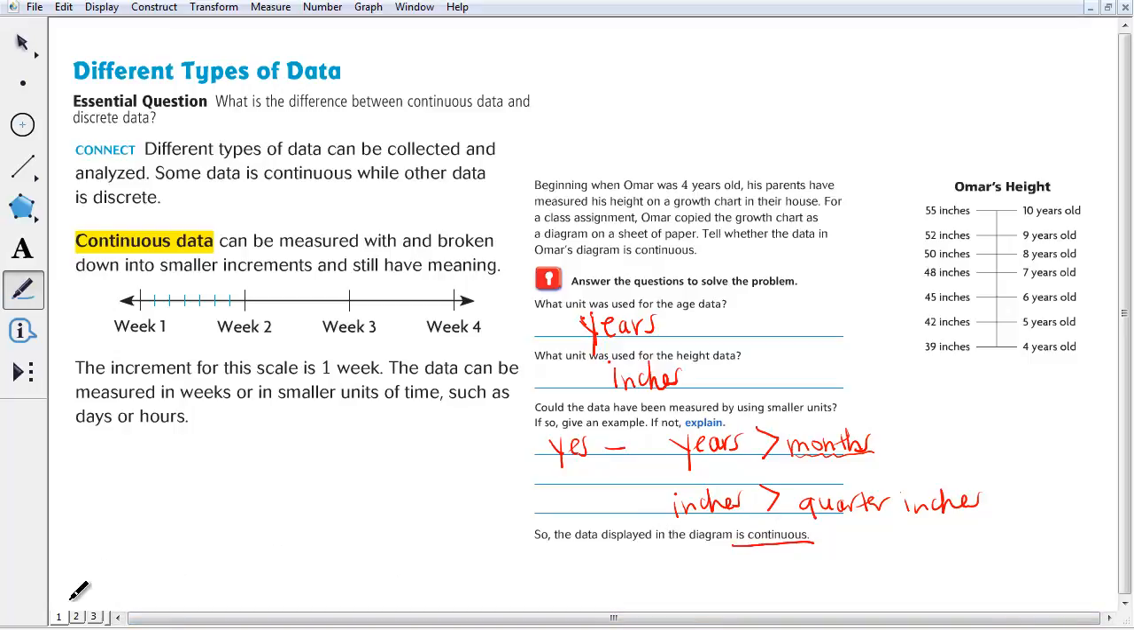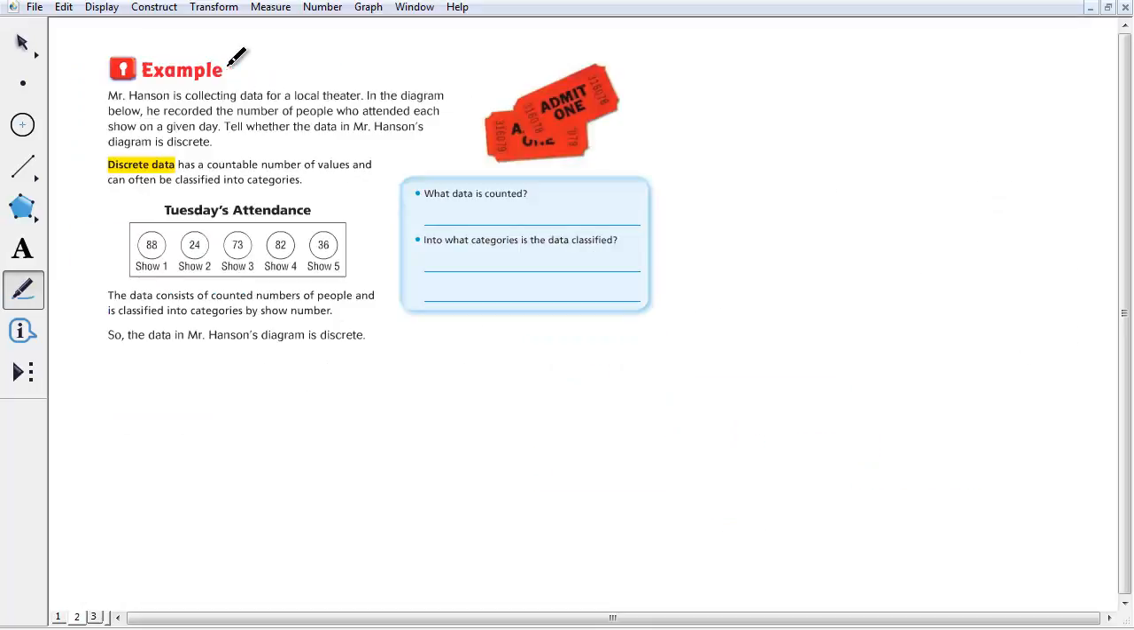Now let's look at a different type of data. Mr. Hansen is collecting data for a local theater. In the diagram below, he recorded the number of people who attended each show on a given day. Tell whether the data in Mr. Hansen's diagram is discrete. Now, discrete data has a countable number of values and can often be classified into categories.